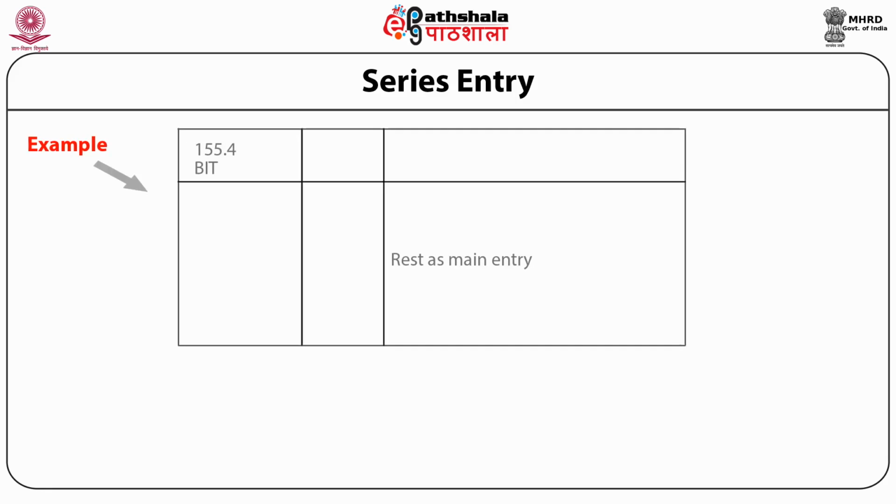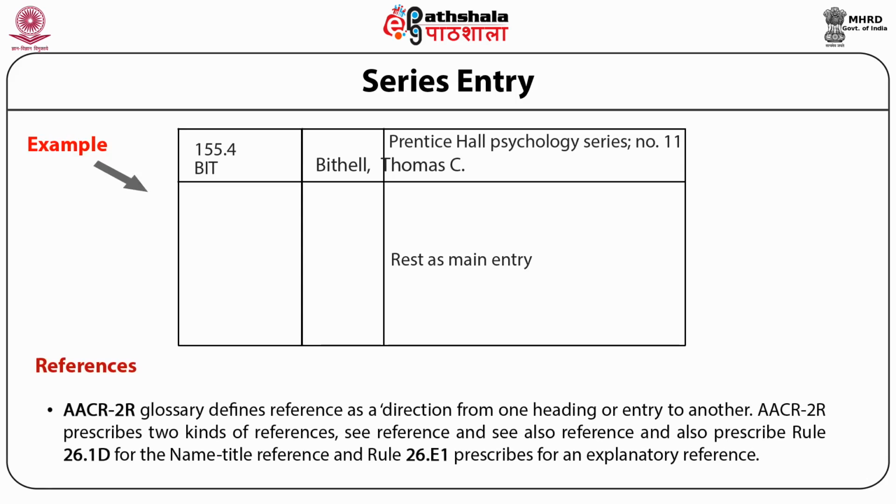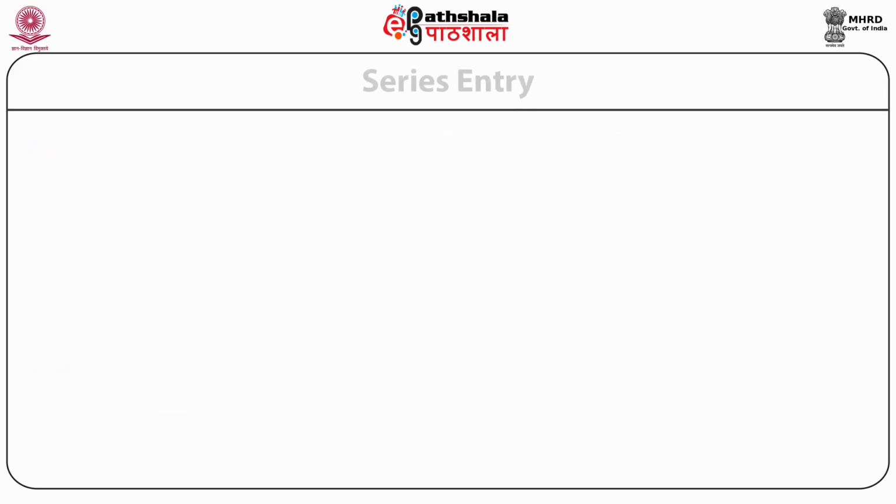Example. Call number is recorded in the leading section on main line. Name of the author is given in heading section starting from first vertical on leading line. The name of the series is given on one line above the heading section starting from second vertical, that is Prentice Hall Psychology Series, semicolon, number 11, full stop.